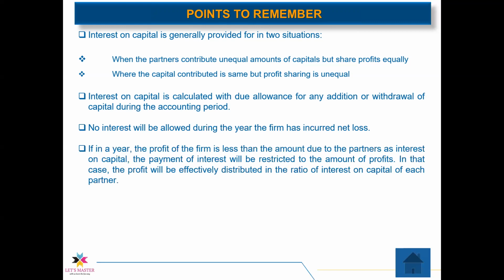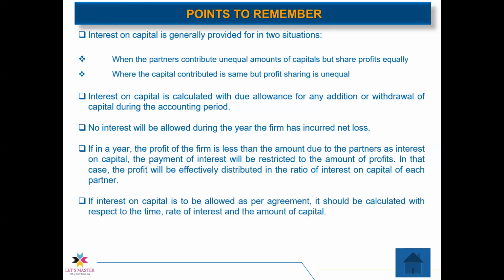If in a year the profit of the firm is less than the amount due to the partners as interest on capital, the payment of interest will be restricted to the amount of profit. In that case, the profit will be effectively distributed in the ratio of interest on capital of each partner. This is also something we have discussed in detail. And if the interest on capital is to be allowed as per agreement, it should be calculated with respect to the time, rate of interest, and amount of capital. So these are a couple of points that we have already discussed, and this is just a summary or a refresher of the key points that you should keep in your mind.